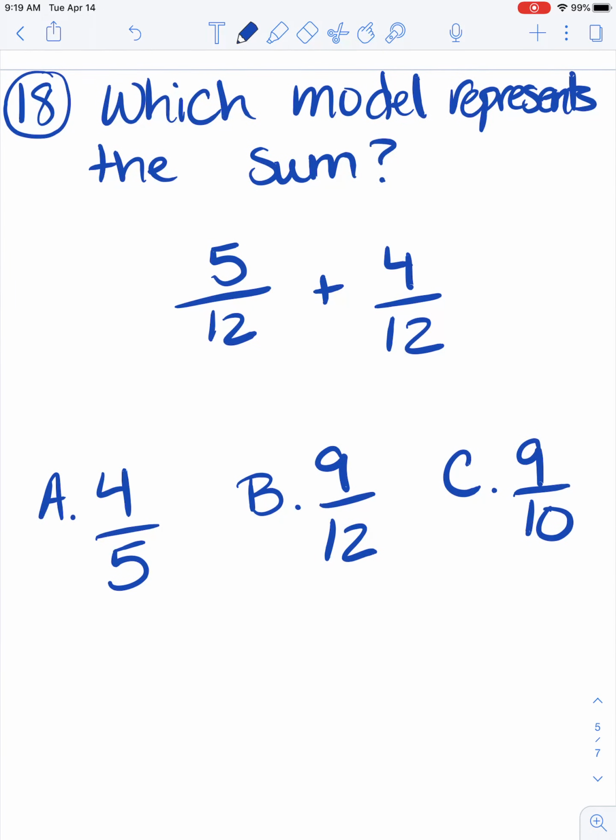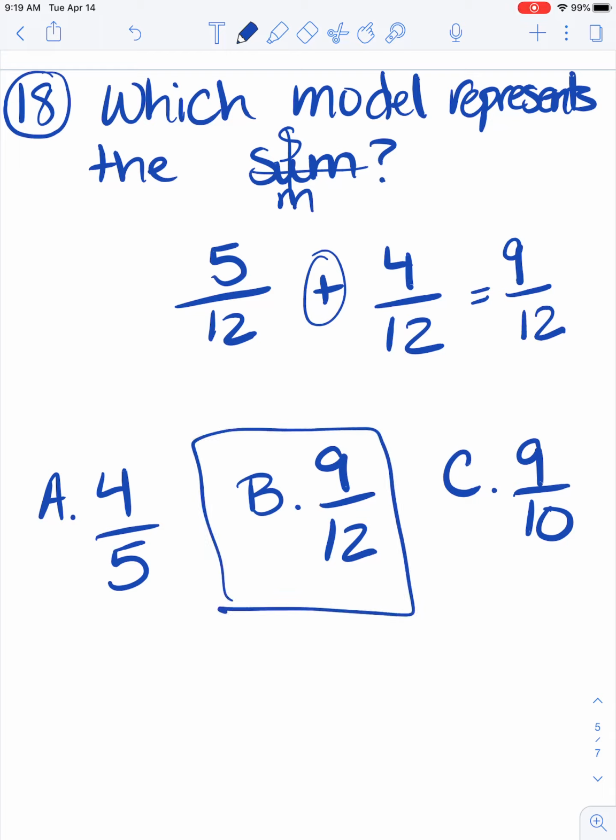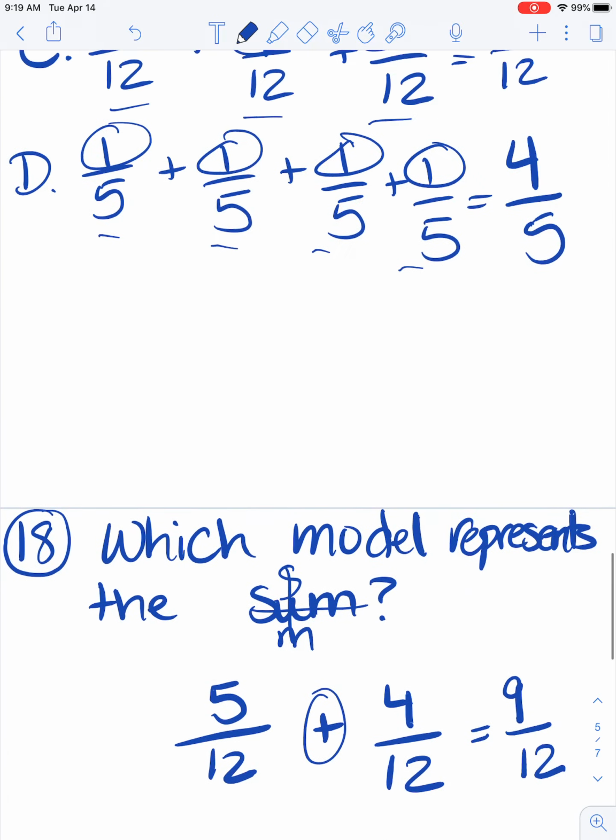All right, which model represents the sum? Again, sum means to add. Again, they showed us the sign. My denominator is the same, we keep it the same. And 5 plus 4 is 9. I didn't draw the pictures this time because that would have been really messy. So we have B, 9/12. For me, reading it off the screen was pretty hard. I hope you guys didn't have as hard a time counting all those little pieces. But B is our answer, 9/12. I hope you did well today.